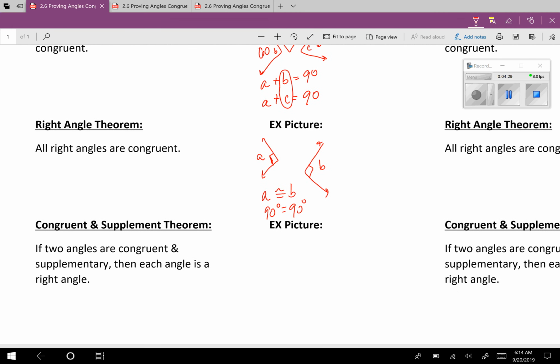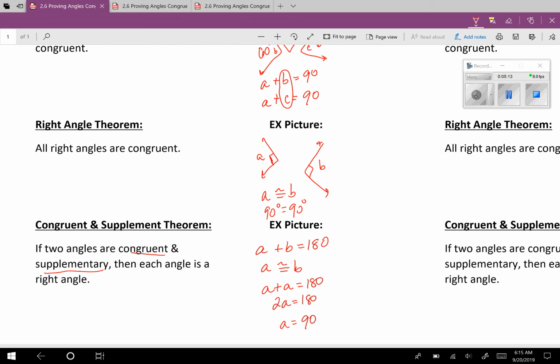And then the next one that we have is the congruent and supplementary theorem. If two angles are congruent and supplementary, then each angle is a right angle. I know that angle A plus angle B have to equal 180, and I know that A is congruent to angle B. So you can use substitution there. I could write angle A plus angle A equals 180. So 2A is equal to 180. Therefore A has to be 90.